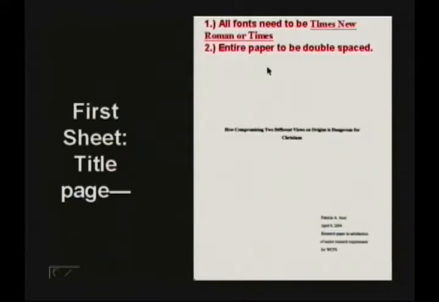The first sheet basically has the proper title of the paper and the pertinent student information relating to what the paper is for, and it's laid out in the proper format. Now, here are several points, though, that I want to emphasize.